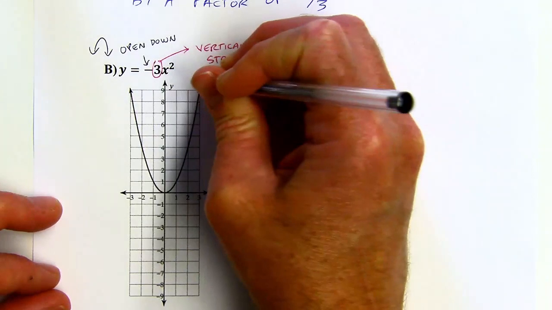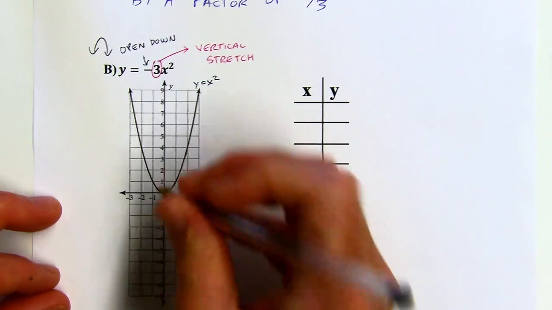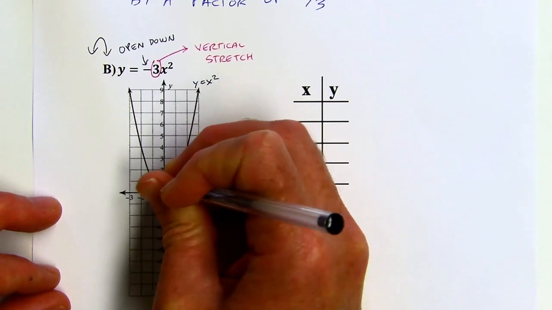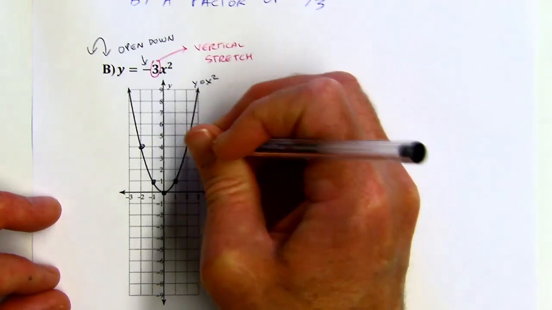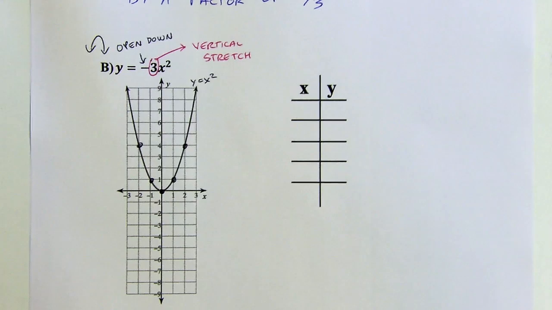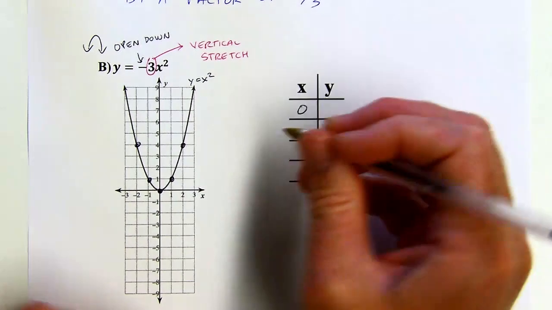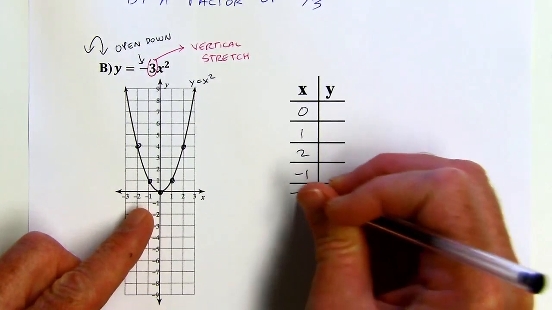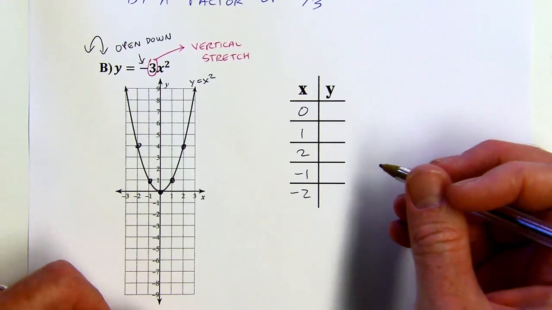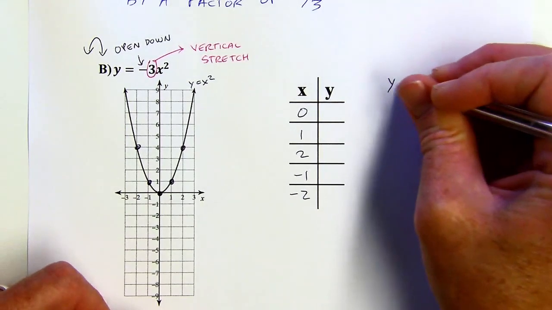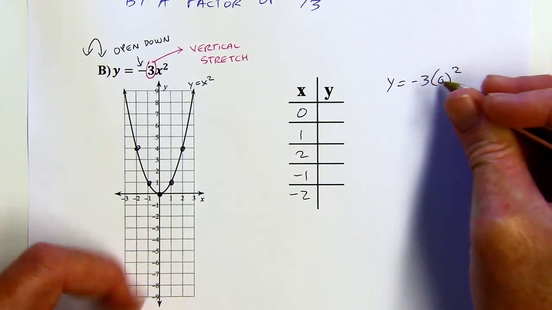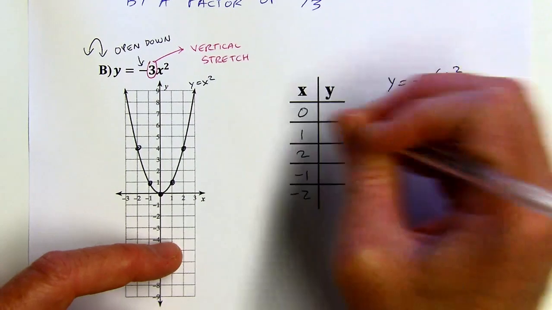So this is y equals x squared that I already had graphed here, right? Let's put in the critical points just for comparison purposes. Okay, so I know it's going to be opening down, so let's see if that works out algebraically. When I plug in, I'm going to plug in 0, 1, and 2 going to the right, and -1 and -2 going to the left. Okay, so when I plug in a 0 into this, let's see, -3 times 0 squared. 0 squared is 0. Multiply that by 3, it's going to be 0.